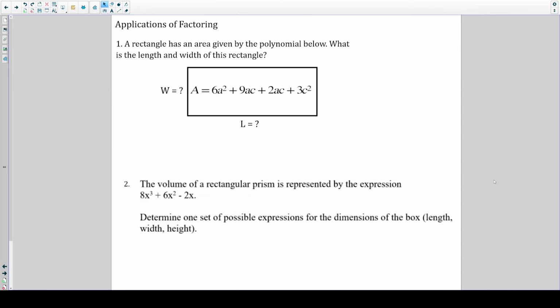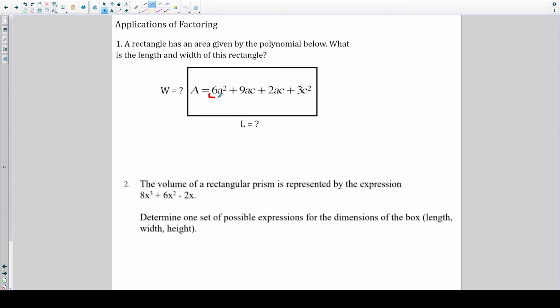Here we can take a look at a couple of examples of applications of factoring. In question number 1, it says that a rectangle has an area given by the polynomial below. What is the length and width of this rectangle? What we'll notice here is that we have a polynomial with 4 terms, and right away we should try to factor this by grouping. If we factor this by grouping, we'll end up with 2 factors, which will end up being our length and our width.